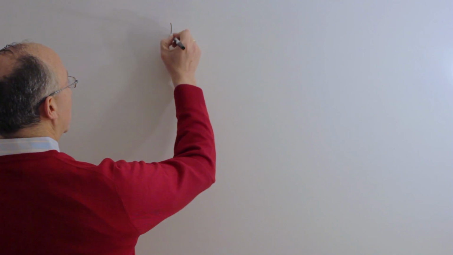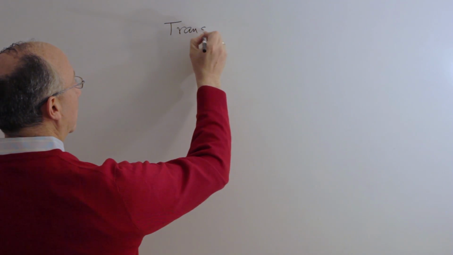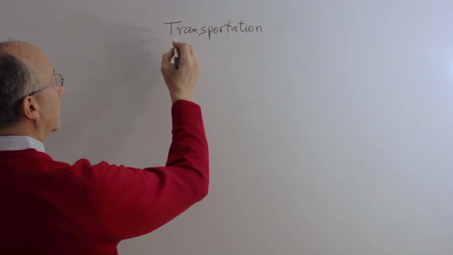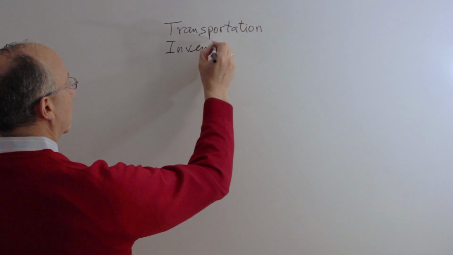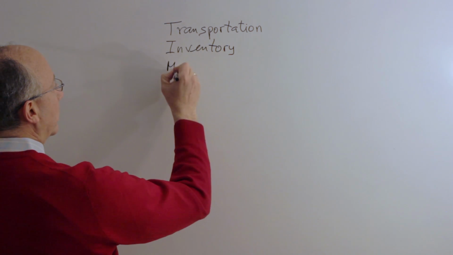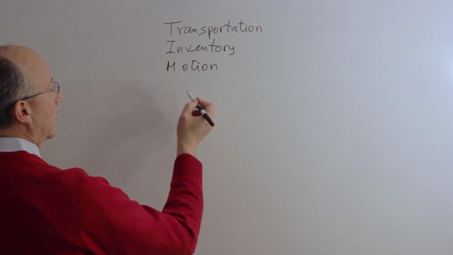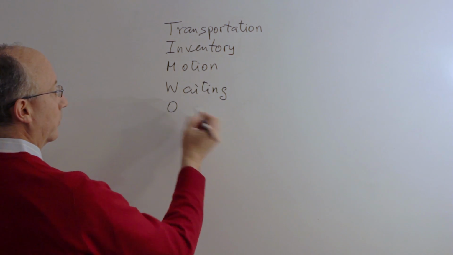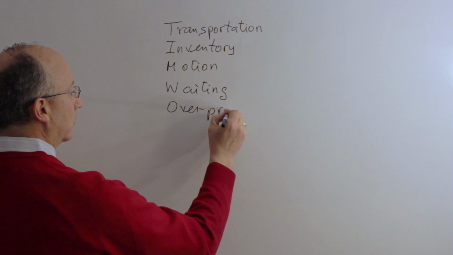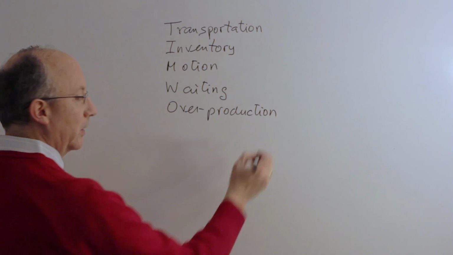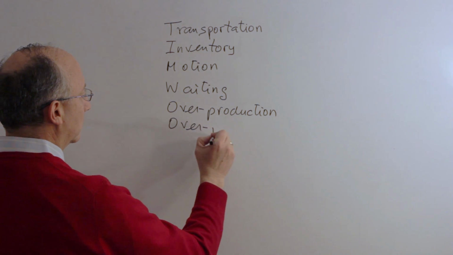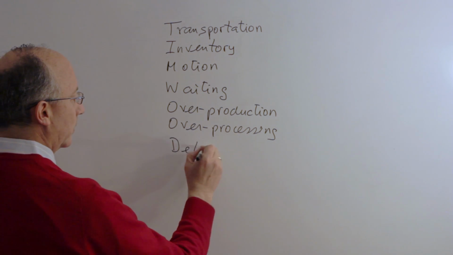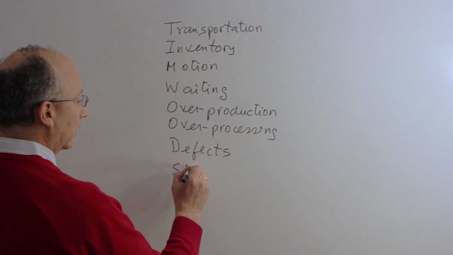So, beginning with the T, the T stands for transportation. This is the first of the 8 wastes of Lean. Then you will have the waste of inventory, then the waste of motion, then you have the waste of waiting, and then the first of the O's, which is overproduction, and then overprocessing. Finishing with the creation of defects and the waste of human skill.